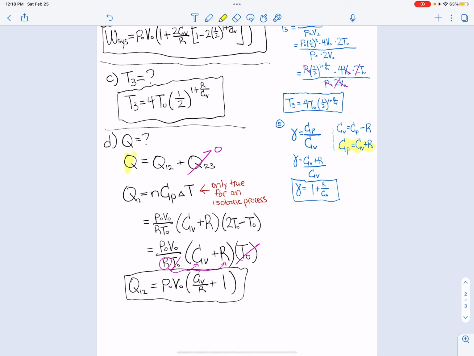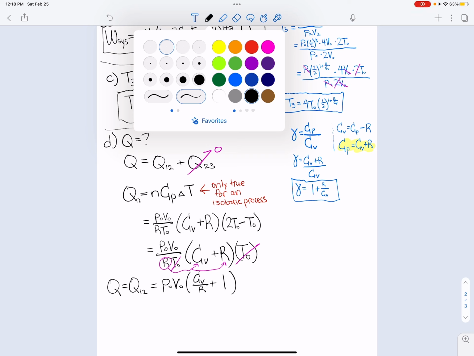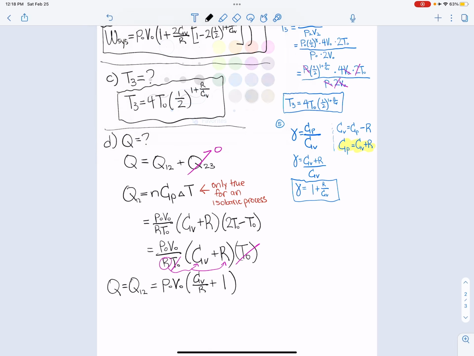And again, that is also equal to the heat transfer of the entire system, because Q from 2 to 3 is adiabatic, and that's 0. So I can say that Q is equal to Q from state 1 to state 2, and that is equal to this right here. All right. Hope that helped.